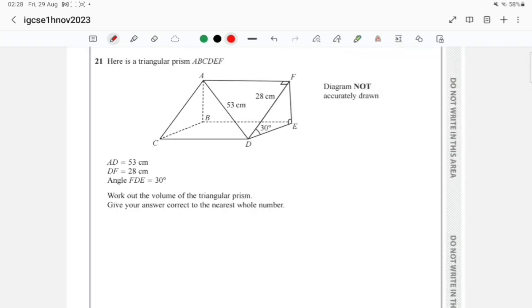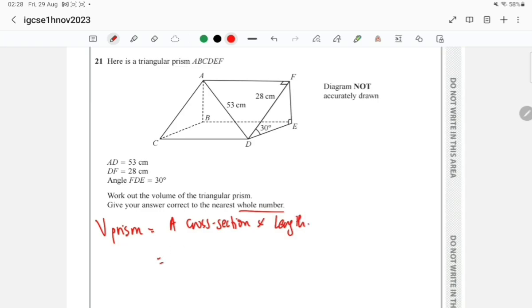Question 21. Here is a triangular prism ABCDEF. AD is 53, DF is 28, and angle FDE is 30. Work out the volume of the triangular prism and give your answer correct to the nearest whole number. Now we know that the volume of a prism is the area of the cross section multiplied by the length, right?